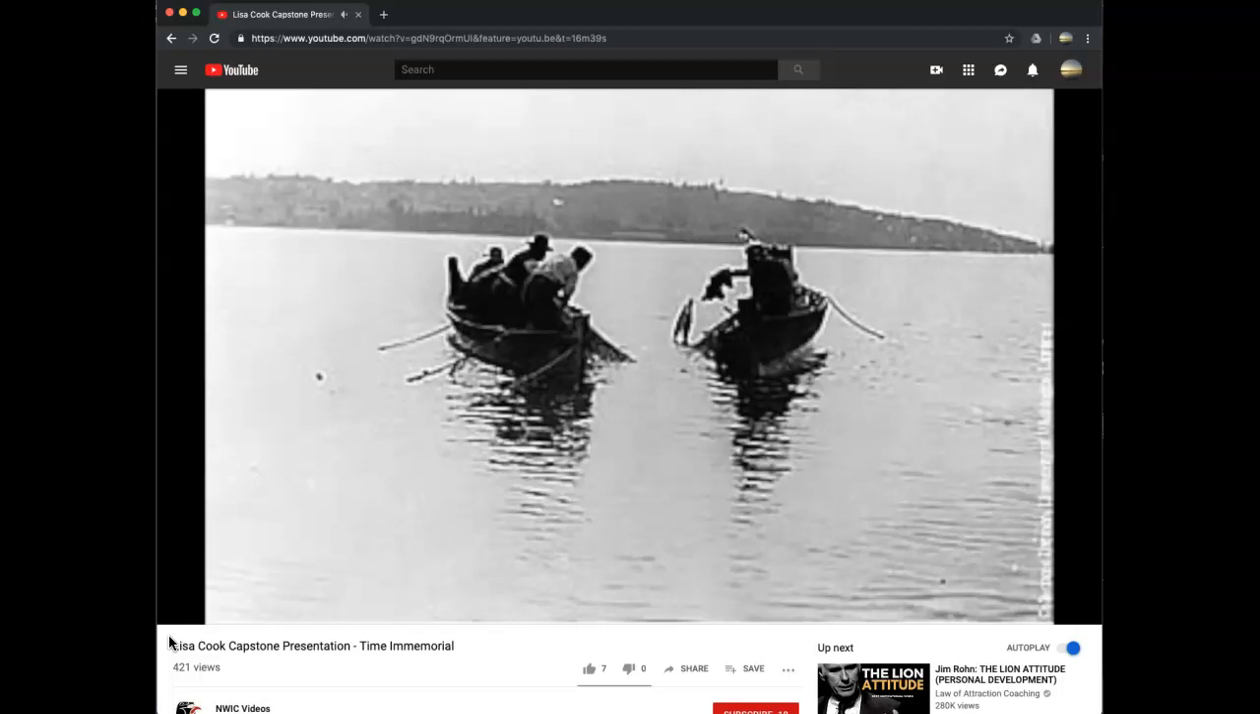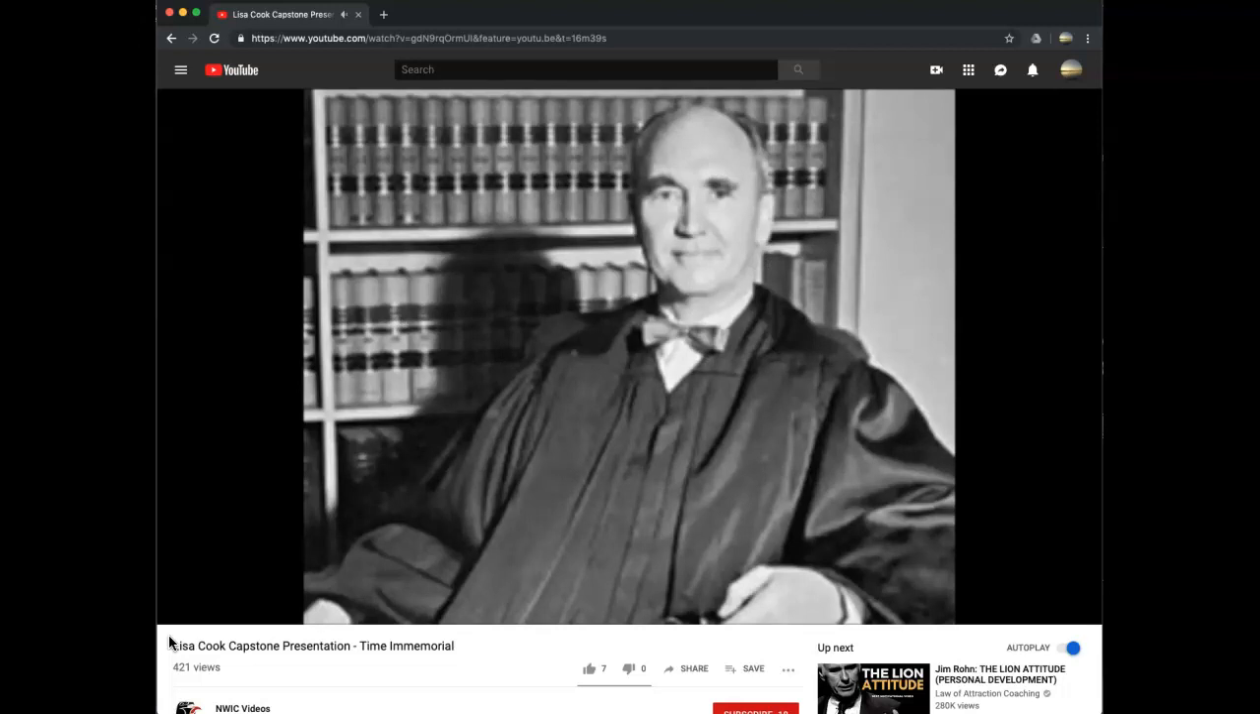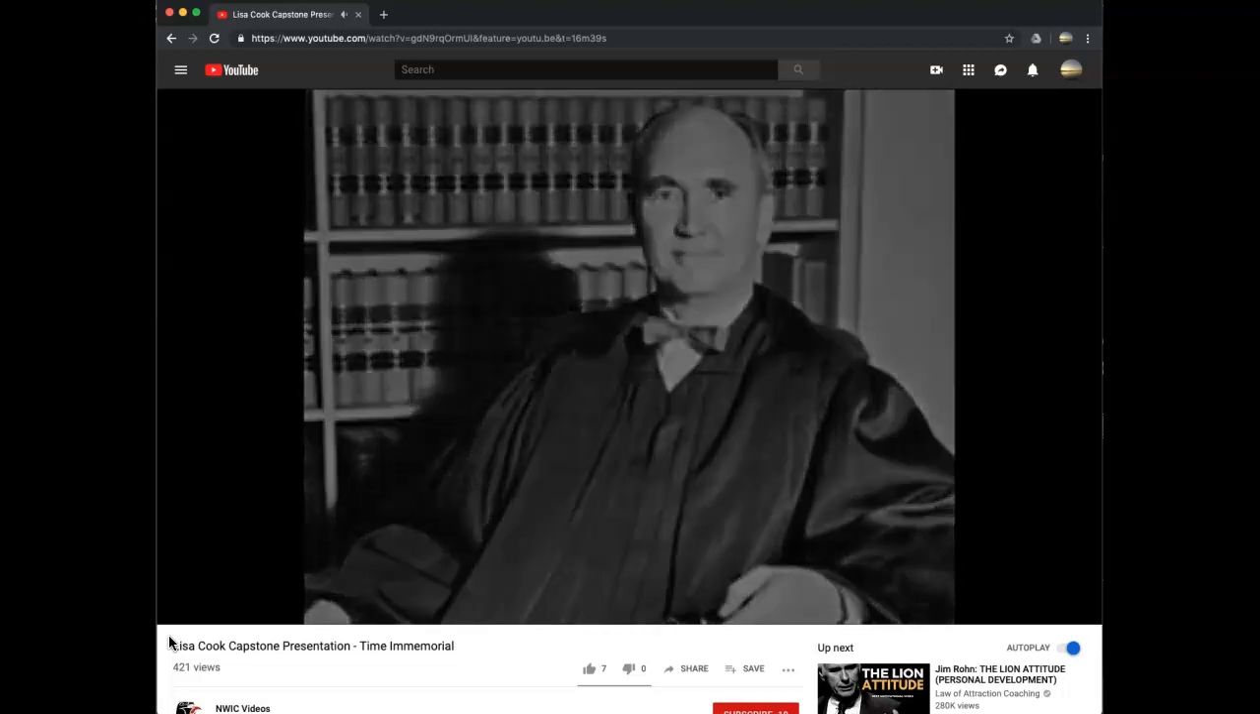To fish in common with meant sharing equally in the Indian treaties, and this decision, in common with, meant sharing equally the opportunity to take fish at usual and accustomed grounds and stations. Therefore, treaty fishermen shall have the opportunity to take up to 50% of the harvestable salmon catch. The Supreme Court upheld U.S. v. Washington in 1979.